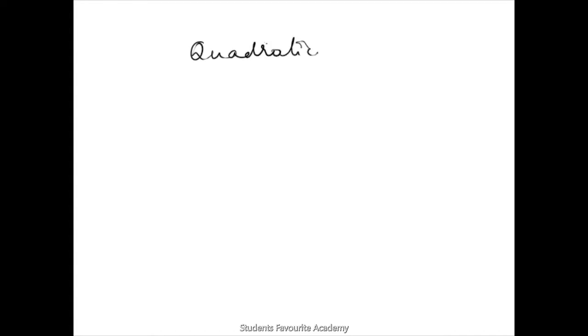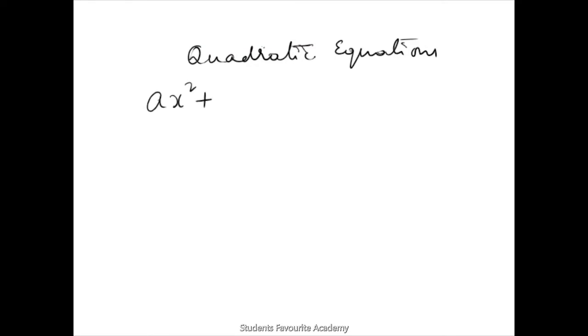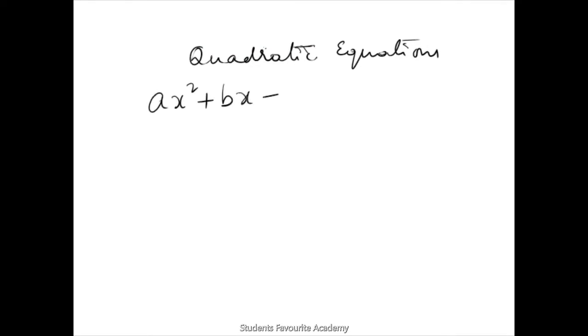I have already taught you about the nature of roots, and now we'll learn how to factorize a quadratic equation, or how to solve a quadratic equation using the formula method. For this, again, let us consider the standard quadratic equation form, that is ax square plus bx plus c is equal to 0.